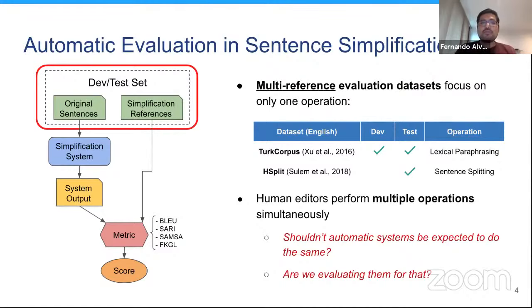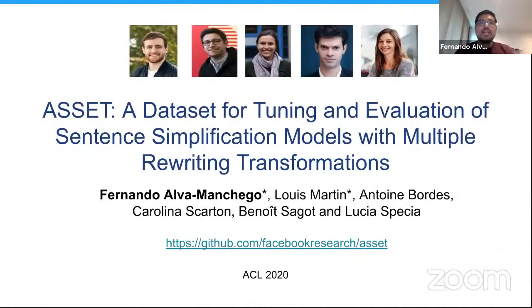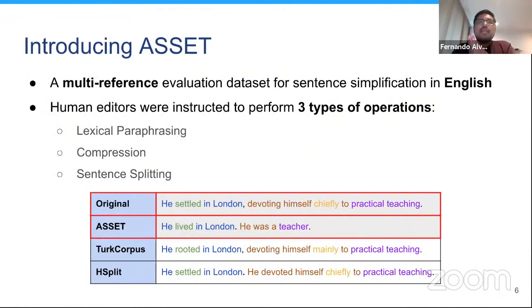So in order to tackle this problem, some collaborators and I created this new data set called ASSET, which we presented in ACL this year, and is publicly available in that link if you want to use it. Hope you do. So what is ASSET, and why do we think it helps a little bit with tackling the problem that I mentioned before? So ASSET is, as the other data sets, also a multi-reference evaluation data set for sentence simplification in English.